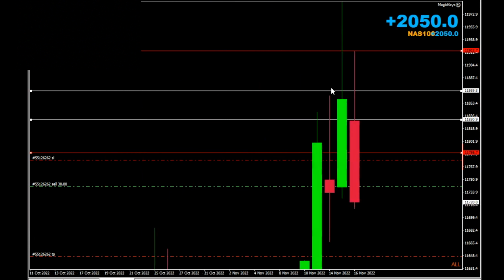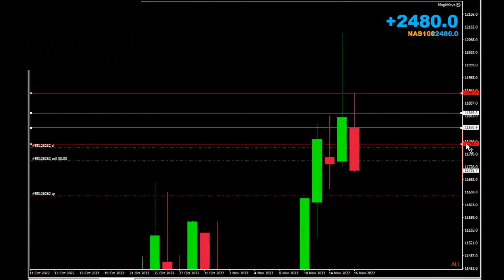And once it broke the 30 pip point, which is coming up now, so that's about 300 points, once it breaks the 300 point mark, there you go, it's going to be falling consistently. However, if it was falling again, it reached that line that I was talking about.